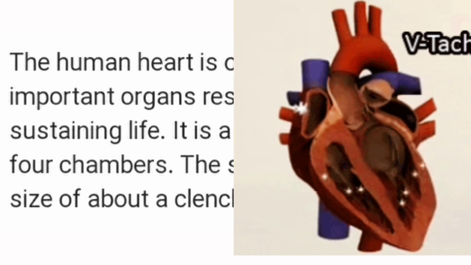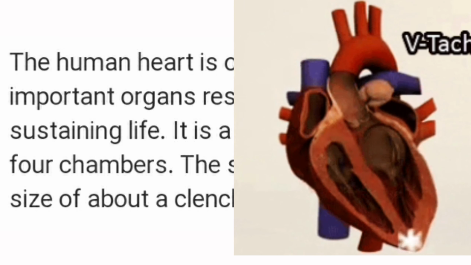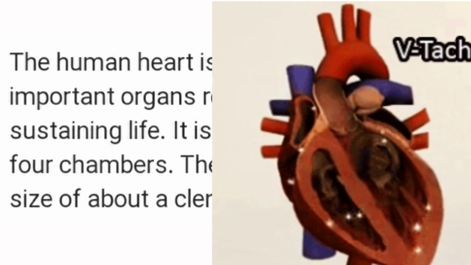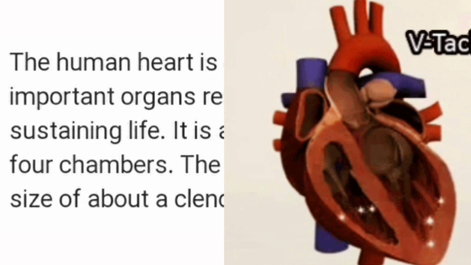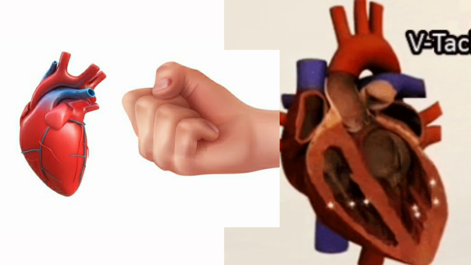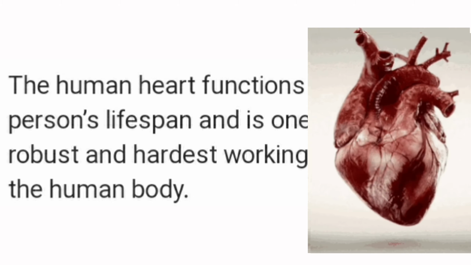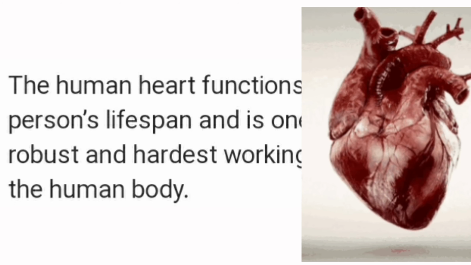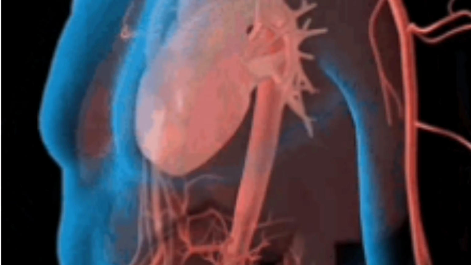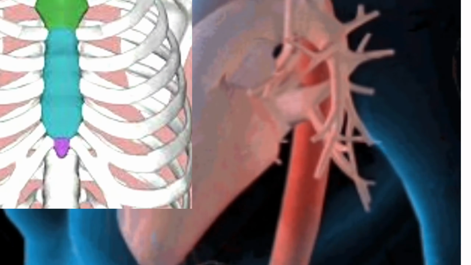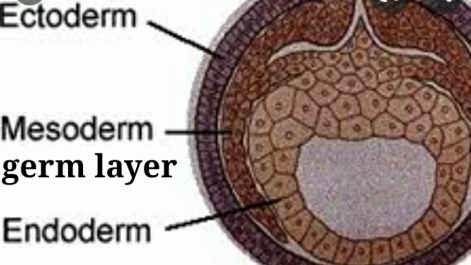The human heart is one of the most important organs responsible for sustaining life. It is a muscular organ with four chambers. The size of the heart is the size of one's own fist. The human heart functions throughout the person's lifespan and is one of the hardest working muscles in the body. The human heart is located between the lungs in the thoracic cavity, slightly towards the left of the sternum, that is the breastbone. It is derived from the embryonic mesodermal germ layer.